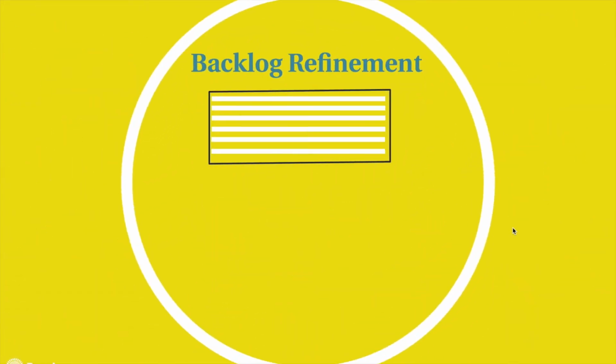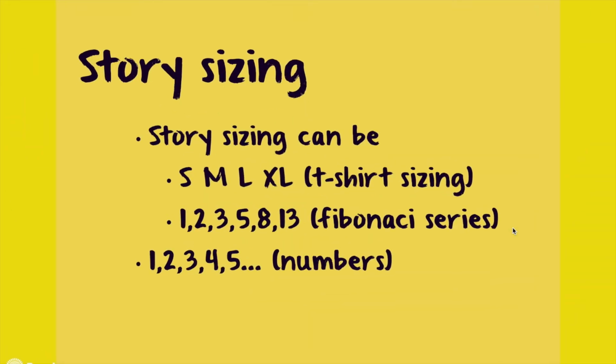The first step is to refine the backlog, or backlog refinement. In this meeting, the product owner is going to explain the acceptance criteria or the requirement of the user story. According to this requirement, the story complexity or the story sizing will be done. The story sizing can be done in different ways like t-shirt sizing, Fibonacci series and natural numbers.